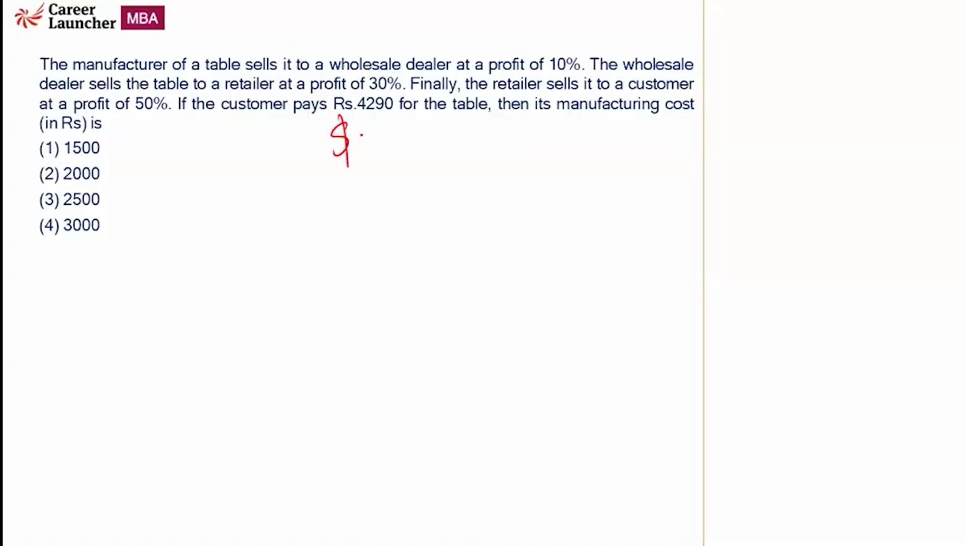So I'll take the initial price as $100. Dollar is always a better way. So a manufacturer sells it to a wholesaler at a profit of 10%. What will be the price at which the wholesaler is going to buy it? 10% means 110. It is 10 more, so it is 110.